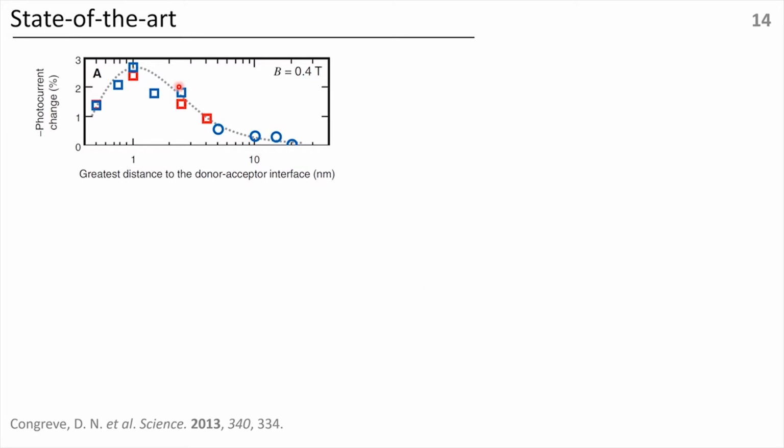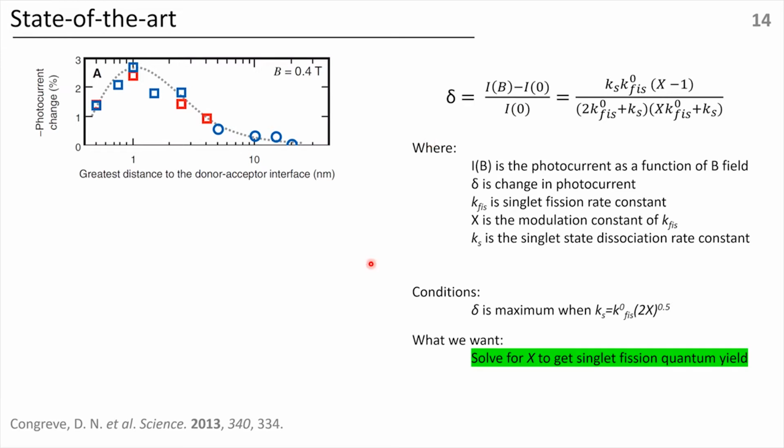Again, moving on to talk about the experiments of the state-of-the-art system by Congreve and colleagues, I pull up the experimental data that was presented in a paper, and I explain what the authors looked at here. And to transition to the next set of experiments, I pull up this rather complicated equation.